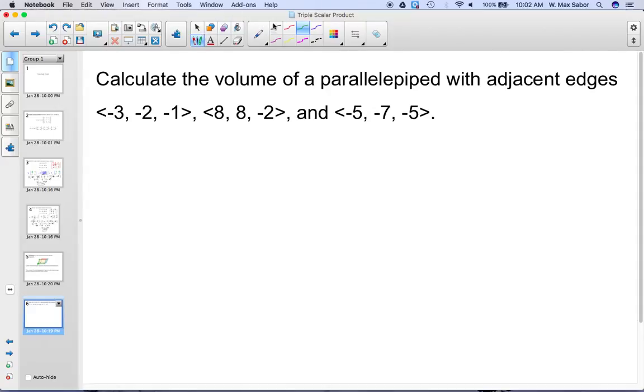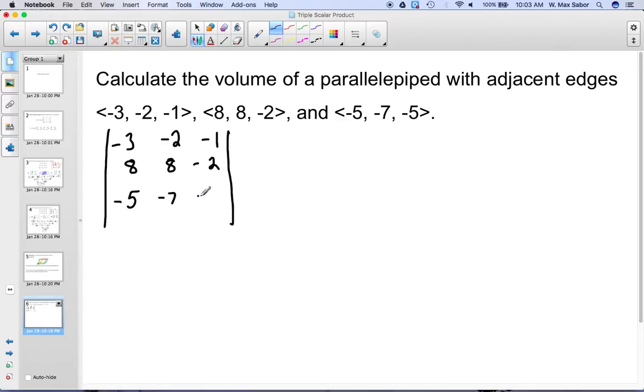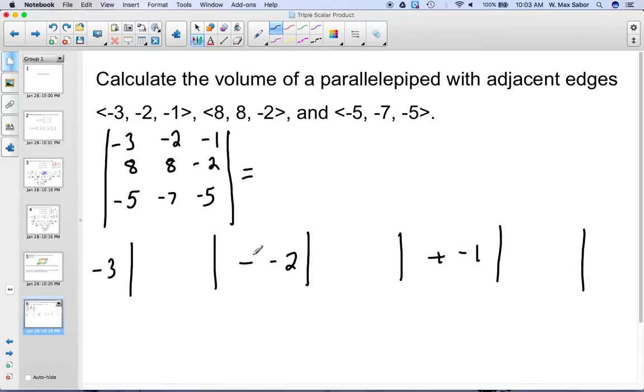So if we calculate the volume of a parallelepiped with adjacent edges, these, negative 3, negative 2, negative 1, 8, 8, negative 2. It is possible to get a negative answer here, and then we'll just take the absolute value of it. So this is going to be the same thing as negative 3 times the first determinant minus negative 2 times the second determinant plus negative 1 times the third determinant. So the first determinant is 8, negative 2, negative 7, negative 5. The second one is 8, negative 2, negative 5, negative 5. And the third one is 8, 8, negative 5, negative 7.